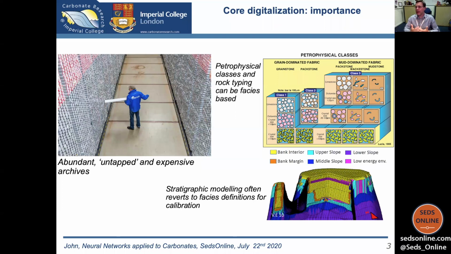Now, even if you look at things that are more forward modeling or modeling related, even geostatistical modeling, ultimately, when we use these tools, we want to calibrate them against the portion of the reservoir or the portion of the geology that we know. And this calibration often reverts to environment of deposition, in other words, facies. So it is important to describe cores and to describe facies well.